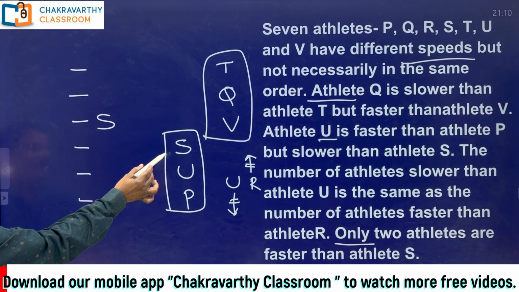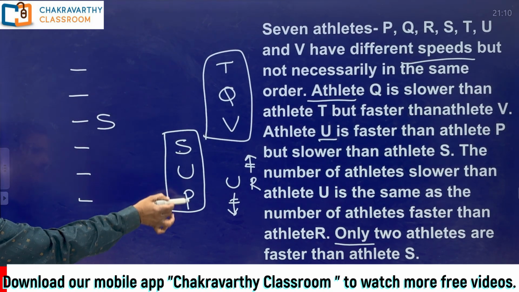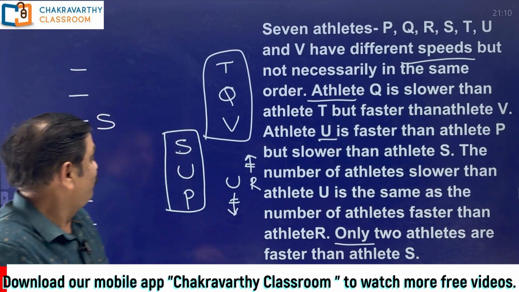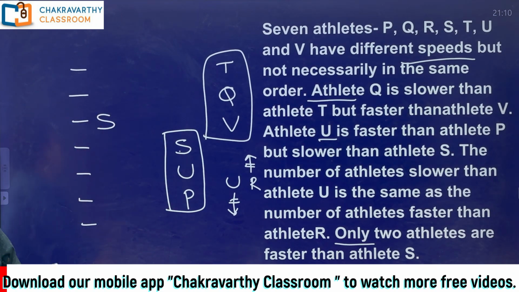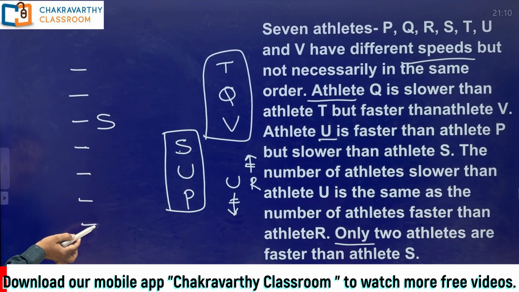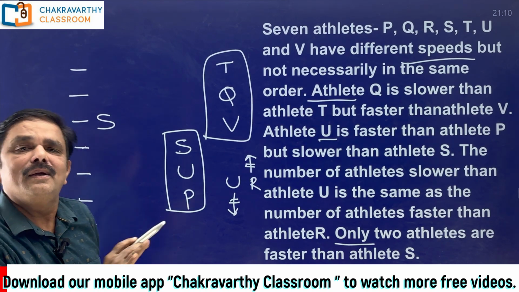What's the connectivity here? With S, the connectivity is there for U and P. Below S, U and P can be there. But where to keep U and P? I don't know. Between U and P also 1 or 2 persons may come. So I can keep U and P here, or here, or here, U here and P here. Many possibilities are there. Keep it aside.